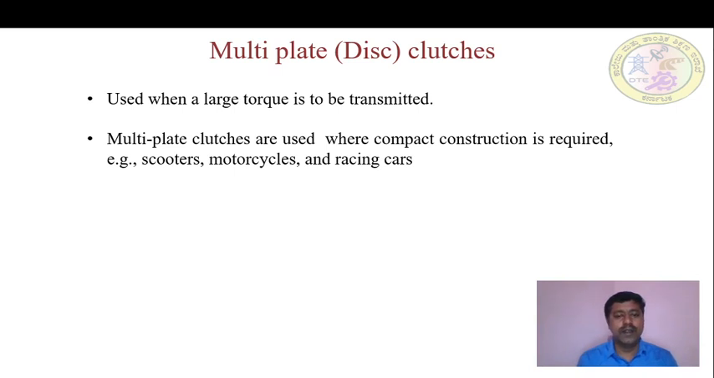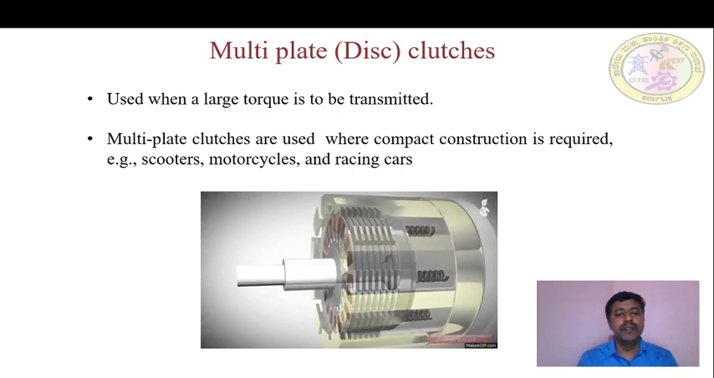ಅಂದರೆ ಎಲ್ಲಿ ಸ್ಪೇಸ್ ಕಡಿಮೆ ಇರುತ್ತಲ್ಲ, where compact construction is required, in such cases we use multi-plate clutches. ಮತ್ತೆ ರೇಸಿಂಗ್ ಕಾರ್ಸ್ ಅಲ್ಲಿ ಮಲ್ಟಿಪ್ಲೇಟ್ ಕ್ಲಚಸ್ ಯೂಸ್ ಮಾಡ್ತೀವಿ, ಯಾಕಂದ್ರೆ ಅಲ್ಲಿ ಲಾರ್ಜ್ ಟಾರ್ಕ್ requirement ಇರುತ್ತೆ. So because of the requirement of large torque, these multiplate clutches are used in racing cars also.